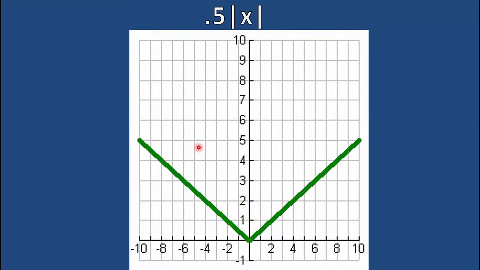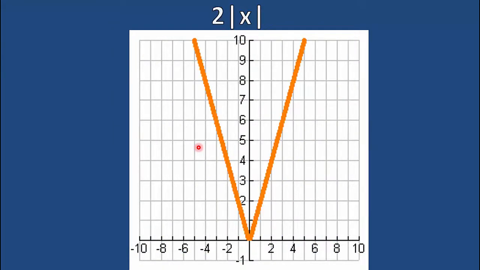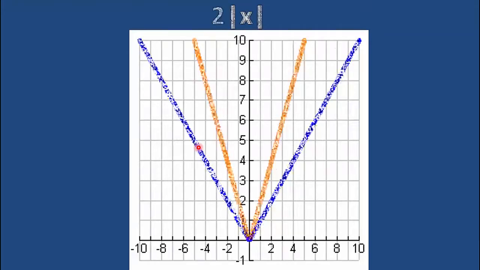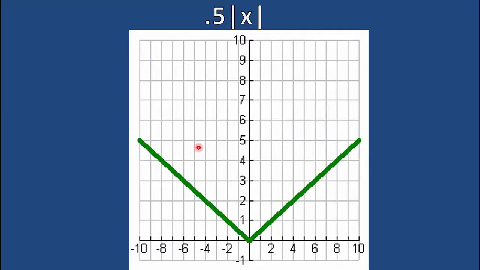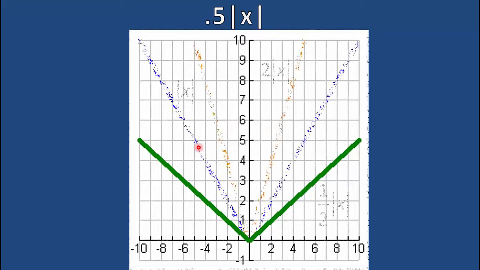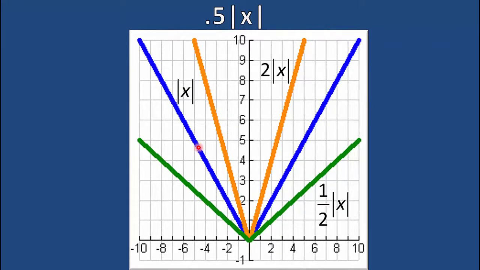So here's a little picture of how it looks. Notice, here's the absolute value of x, 2 absolute value of x, 1/2 absolute value of x. You notice the 1/2 flattens it out. So this is a non-rigid shift. Okay, so the actual shape of the graph has changed a little bit. It's gotten taller, skinnier, shorter, fatter. Okay, so here's the comparison there. That's what happens when you multiply the outside of the function.